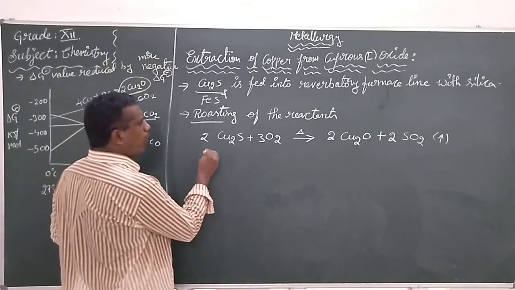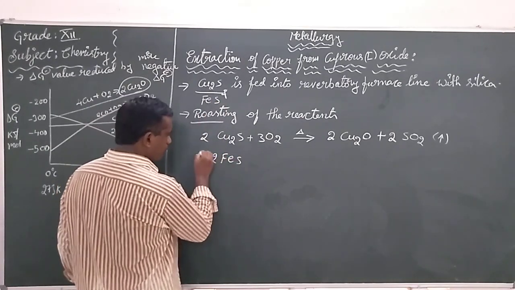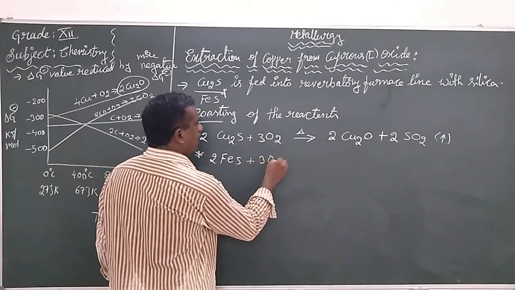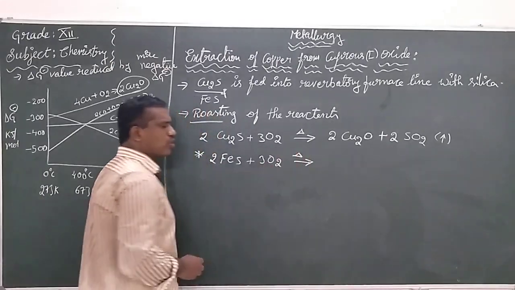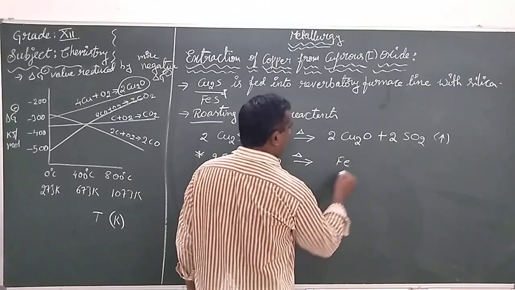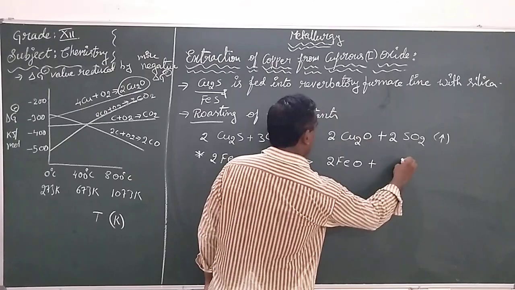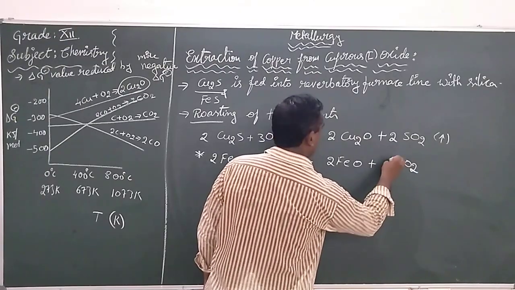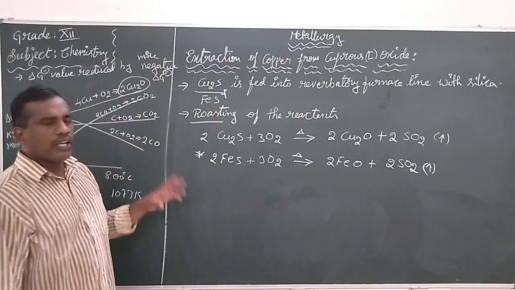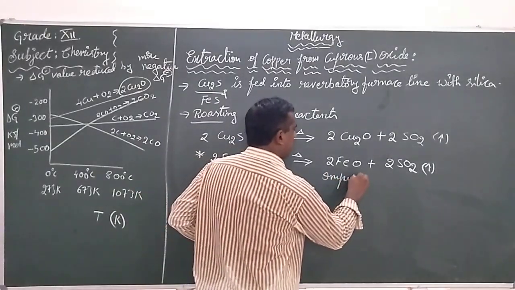And also, what happens to FeS? Remember this point very clearly, FeS will also undergo the process of roasting. During roasting, it is converted to FeO plus SO2. Now can you say this FeO is still present as the impurity?